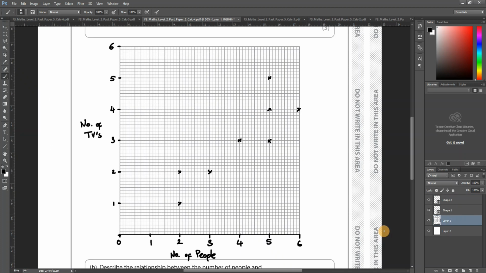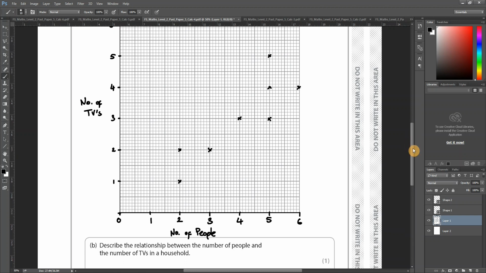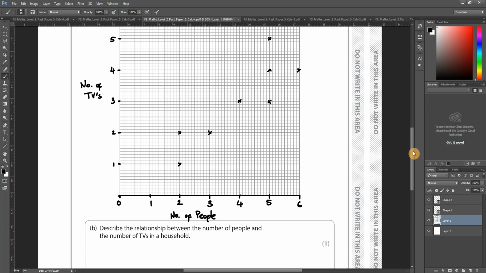Right, so this is how my graph looks. As you can see, the crosses are in the right place. So if you want to pause the video, just double check that you've got the crosses in the right place as well. Same as me. I also drew a line at the bottom for my horizontal axis, and a line for my vertical axis as well, just to make it nice and neat. And you don't need to draw a line of best fit in this case because it doesn't ask for it, even for part B. All they say for part B is describe the relationship between the number of people and number of TVs in the household.